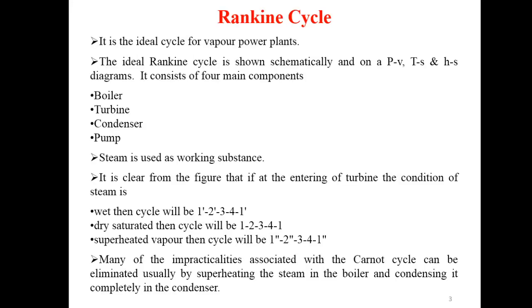Rankine cycle. It is the ideal cycle for vapor power plants. The ideal Rankine cycle is shown schematically and on a pressure volume PV, temperature entropy TS and enthalpy entropy diagrams. Here small v represents specific volume, small s represents specific entropy, small h represents specific enthalpy. That is, these are in per unit mass.